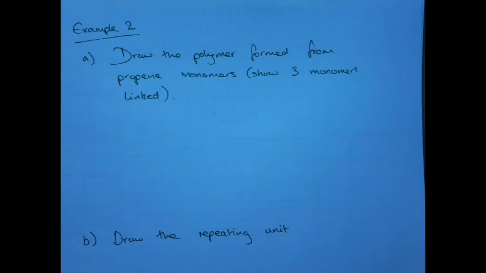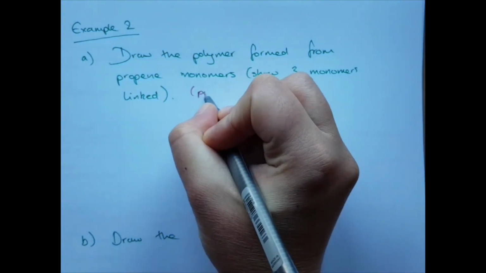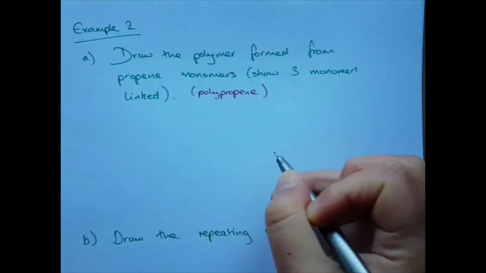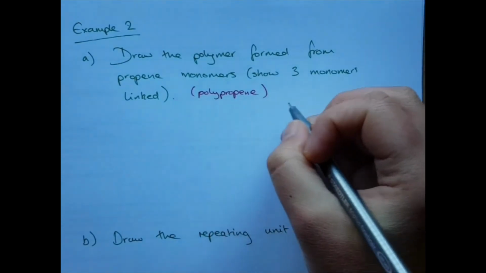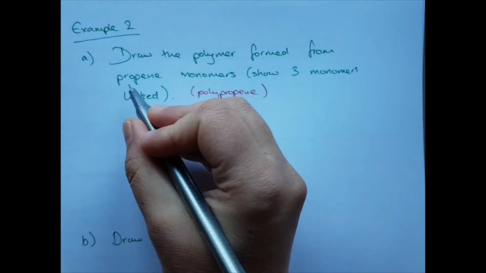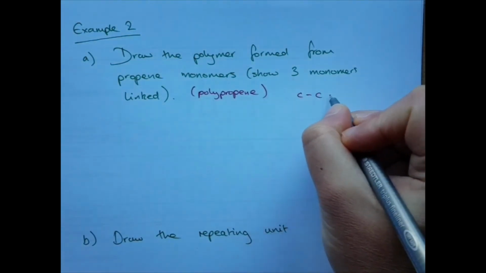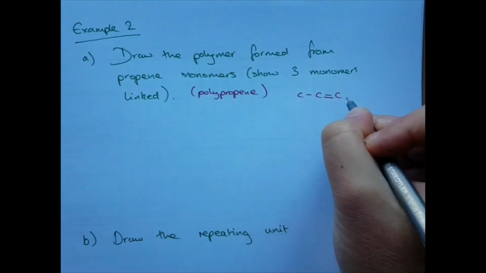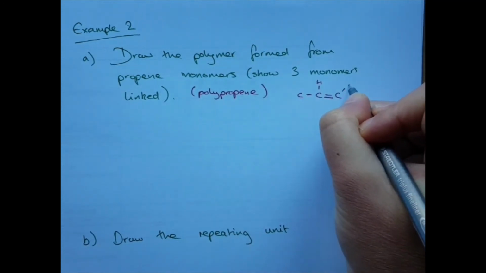So this is the second example. We're going to look at how we draw the polymer formed from propene monomers. This would be called polypropene. We're going to show three monomers linked again. The first thing to do is to think about what the monomer would look like. Prop, what does that tell us? Hopefully you're thinking three carbons. So prop means three carbons, and it's propene, so there is one carbon-to-carbon double bond, and then we have as many hydrogens as we need to make each carbon have four bonds.